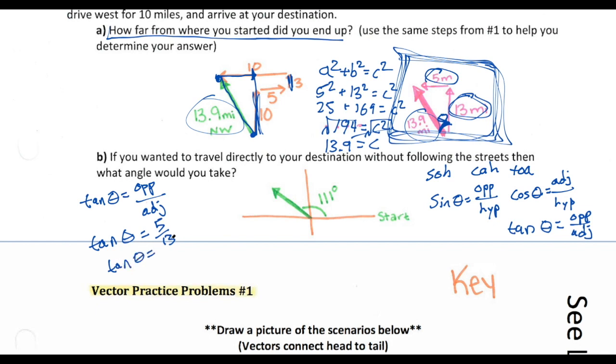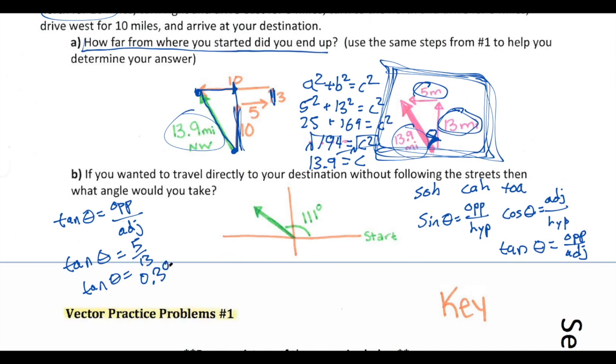At this point, I may not really know where to go next, but I can do 5 divided by 13 at least. It is 0.3846. I'd recommend going to a bunch of decimal places. 4 decimal places is probably pretty good. Just go ahead and round off at the very end after we've finished the entire problem. So I am left with tangent of theta equals this 0.3846.